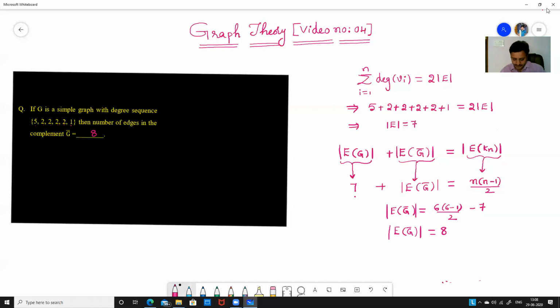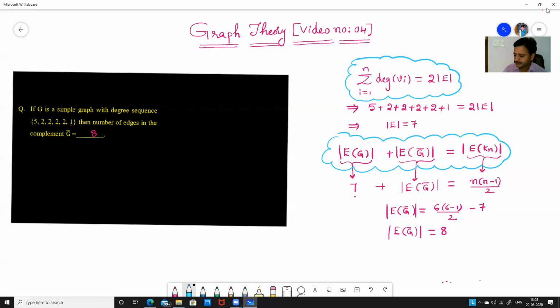Okay. So this question is based on two principles. One is the sum of degrees of vertices theorem. Another one is that the edges in the given graph plus the edges in its complement must be equal to the total number of edges in the complete graph with n vertices. Okay. Right. The answer for this question is 8.